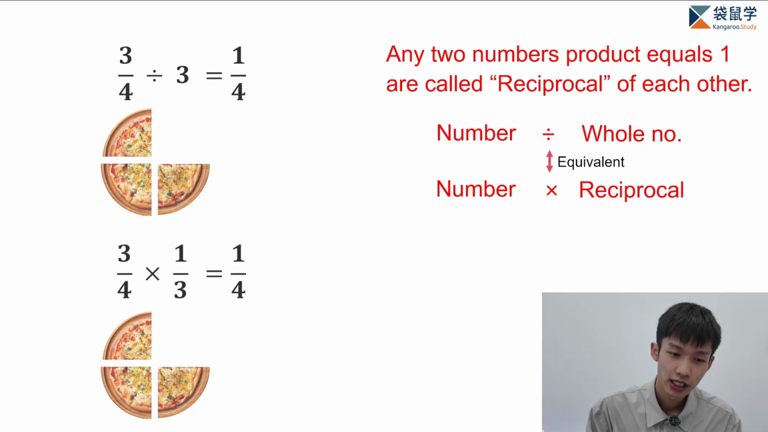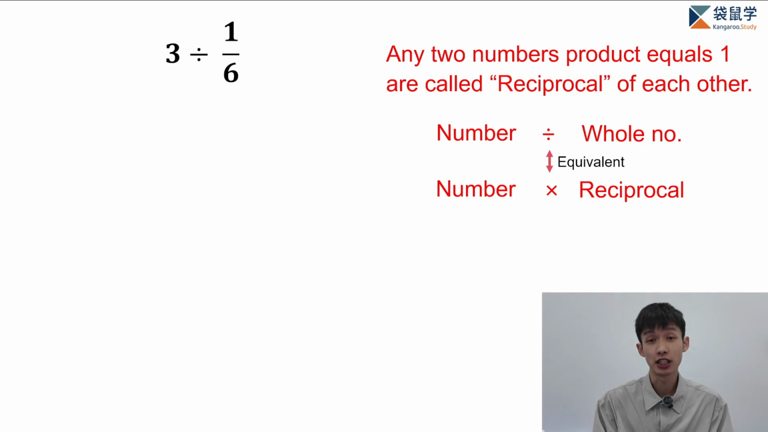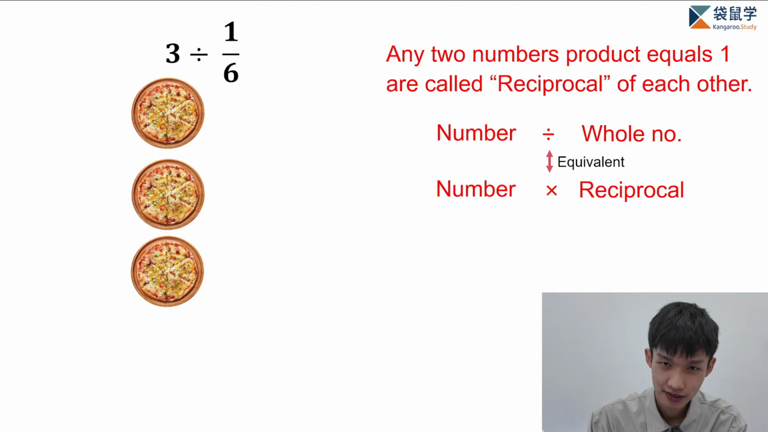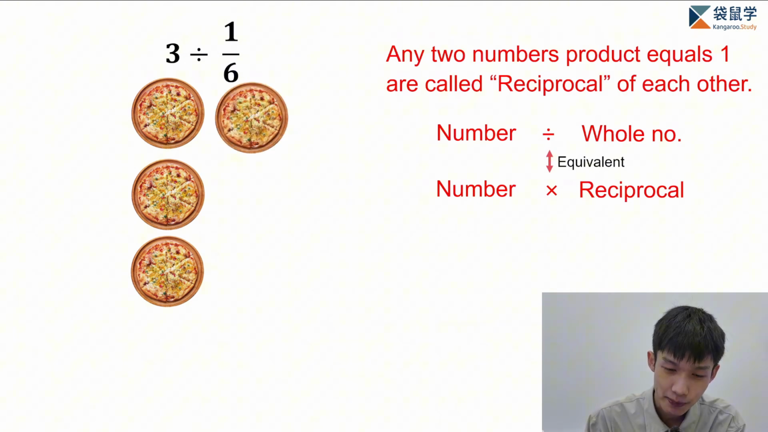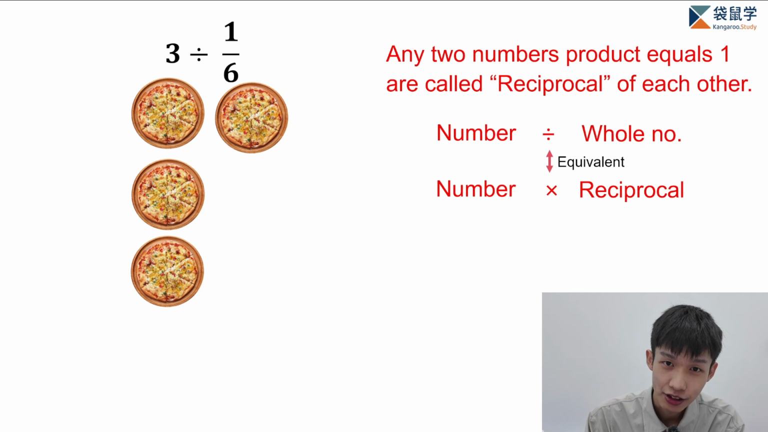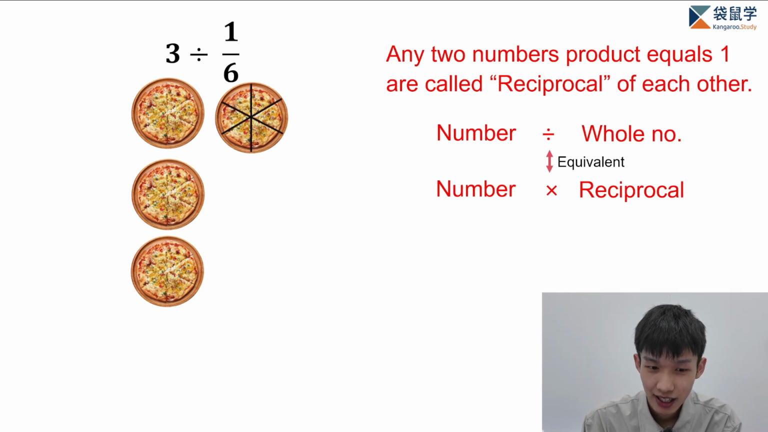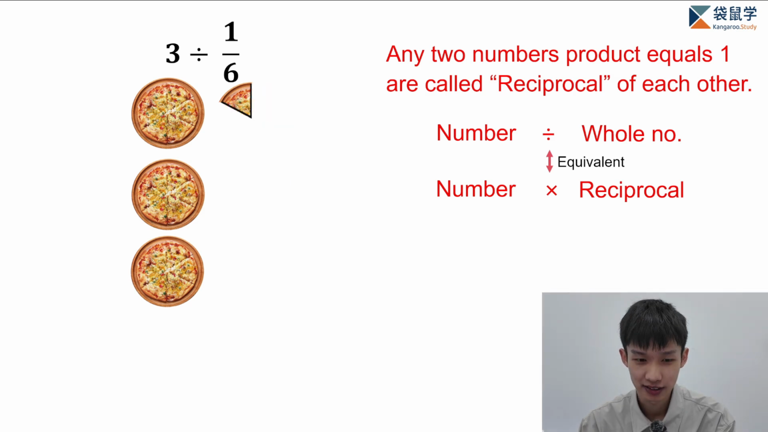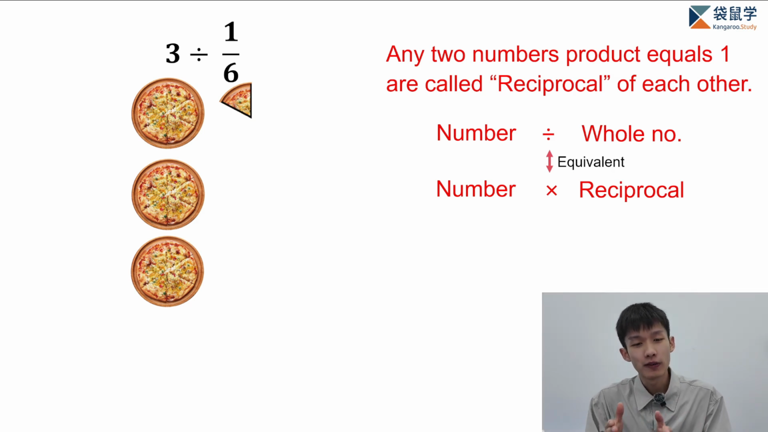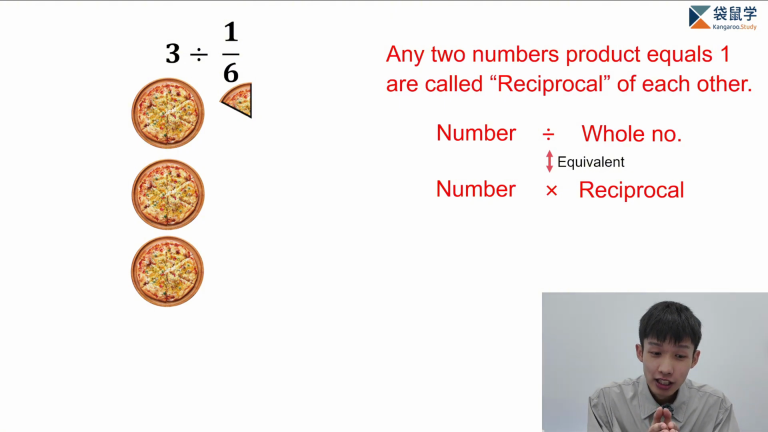Let's move on. Let me give some more examples. Over here we have 3 divided by 1 over 6. The 3, we can think of it as 3 pizzas. How about the 1 over 6? We can also use a pizza to represent it. This pizza is a durian pizza. I don't like durian, but to show 1 over 6, I need to cut it into 6 parts, and I only need 1 of them. And that's 1 piece.